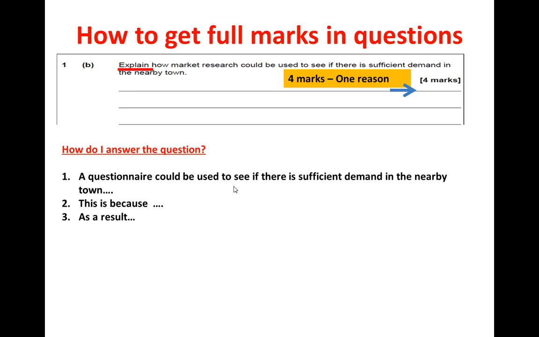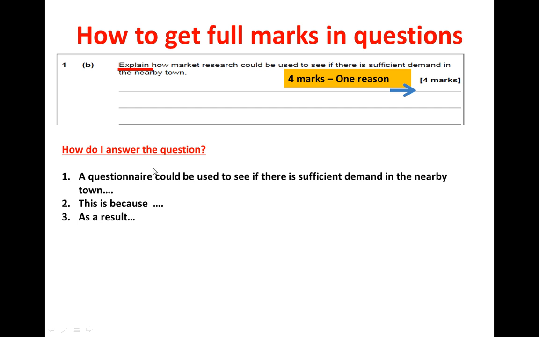Second question. Explain, again, how market research could be used to see if there's sufficient demand in the nearby town. Now this is a 4-mark question, so I would do one reason for this, making sure you do your chain of effects, your in-depth analysis.